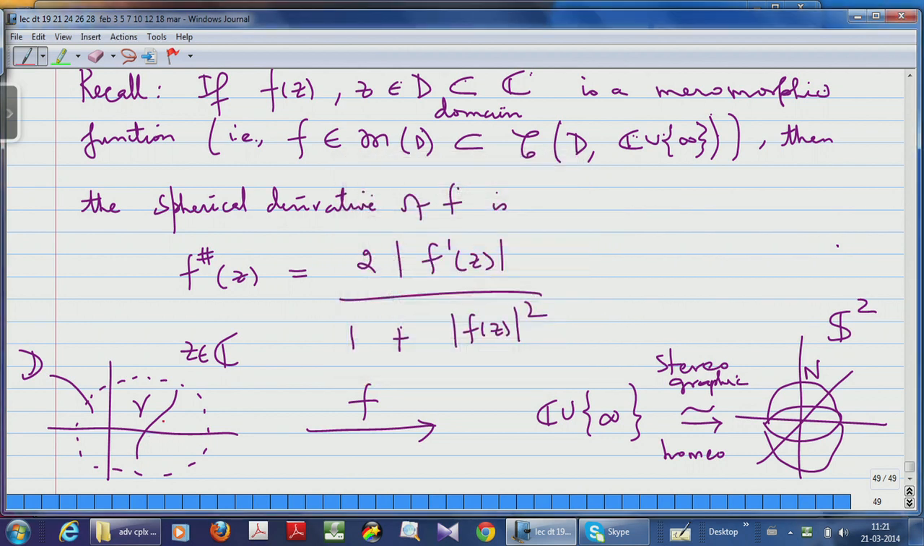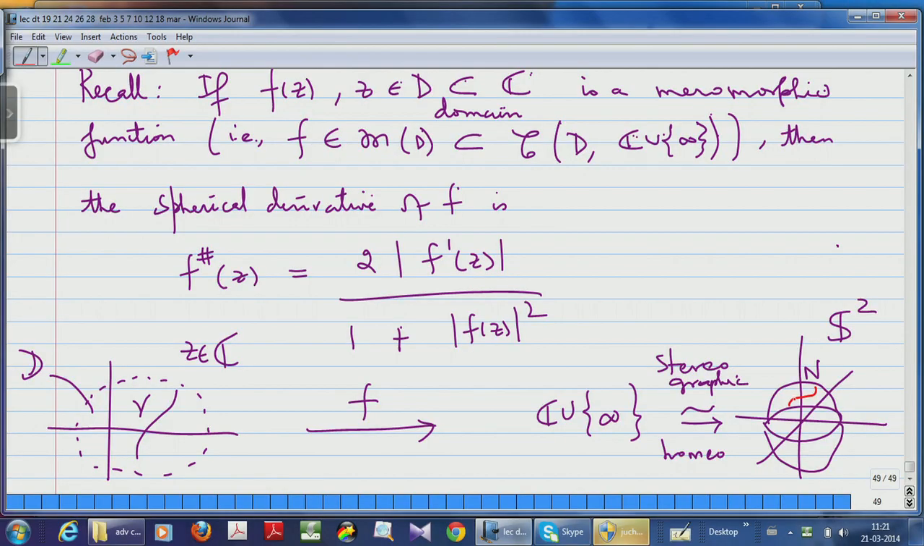And the fact is that if you take the image of gamma, you will get some curve here on the Riemann sphere. It's a curve in the extended complex plane, but you are thinking of the extended complex plane as a Riemann sphere, so you imagine that the image of gamma is a curve on the Riemann sphere itself. And what is that curve? This is just f of gamma.